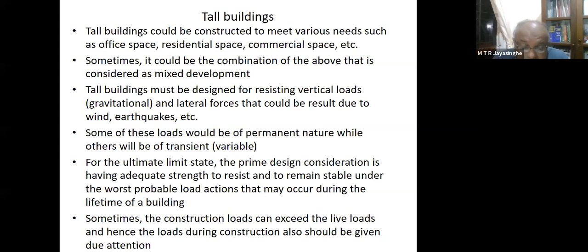The reason is, the moment the factor of safety is higher, the crack widths will be very small. And the moment the crack widths are very small, what you find is the durability of reinforcement will be much higher.